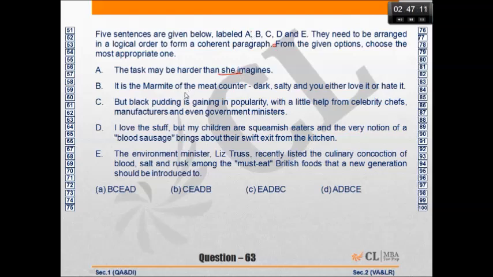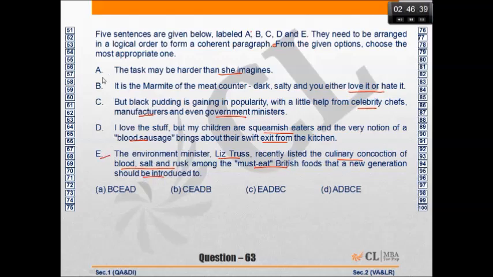It's the Marmite of the meat counter, dark, salty, and you either love it or you hate it. But black pudding is gaining in popularity with a little help from celebrity chefs, manufacturers, and even government ministers. I love this stuff, but my children are squeamish eaters, and the very notion of a blood sausage brings about a swift exit from the kitchen. The Environment Minister Liz Truss recently listed the culinary concoction of blood, salt, and rusk among the must-eat British food that a new generation should be introduced to.